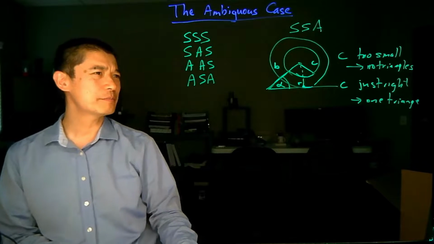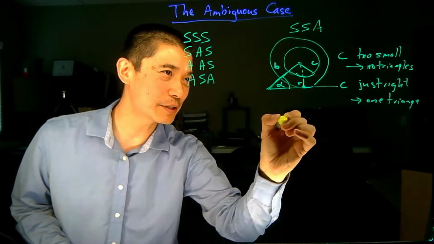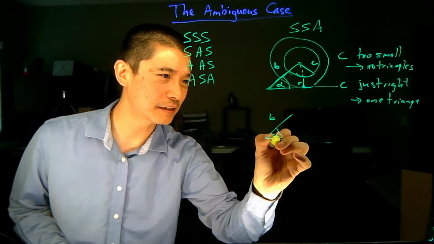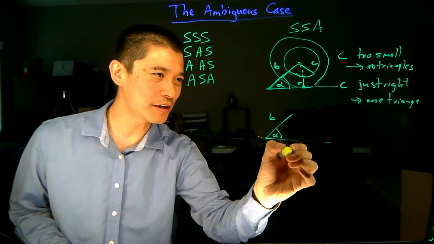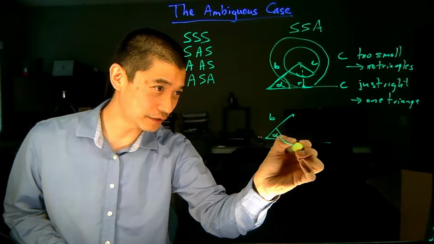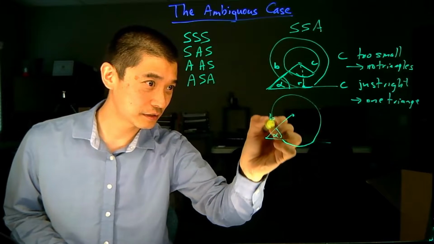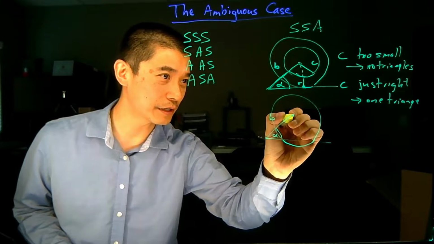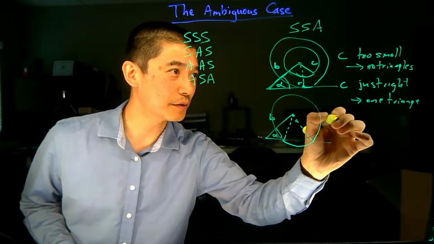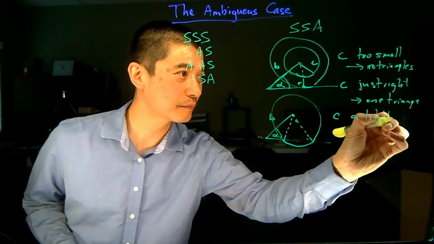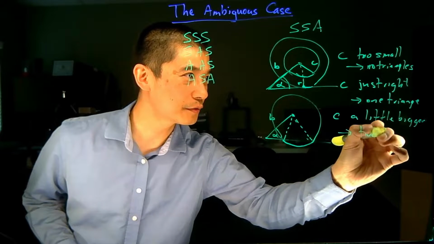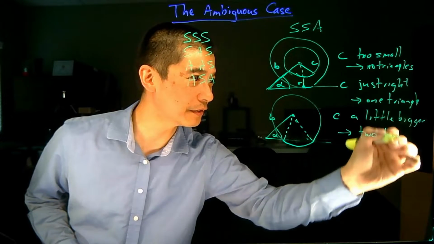Right, now what happens if we make c a little bit longer? Let me redraw this picture. Here's b, here's alpha, and now c is just a little bit longer than the distance from here down to there. If it's just a little bit longer, you can see that we get two triangles. We'll get one going this way, and then one going this way. So c a little bigger leads to two triangles.